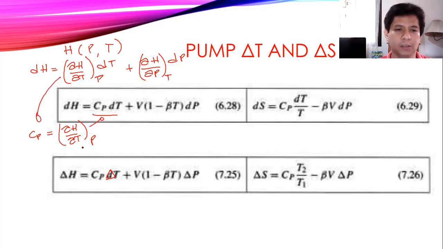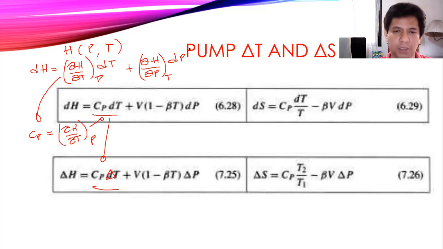Doon yan galing. So pag in-integrate nyo, halimbawa Cp is constant, hindi siya temperature dependent, no? Usually ganun naman talaga sa liquid. So you will have this portion of the equation, Cp delta T. No? What about this term, the second term? So ito, we need a Maxwell equation, ano, to replace the partial derivative of H with respect to P at constant T.